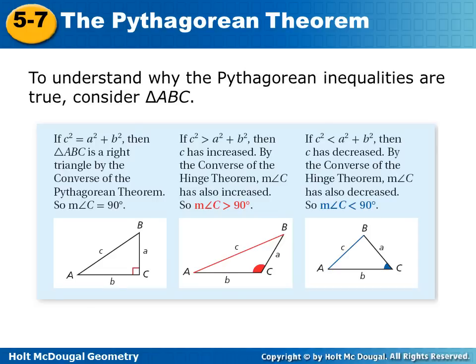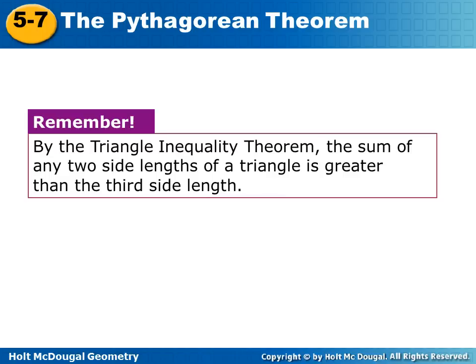To understand why the Pythagorean inequalities are true, we have to think of a triangle ABC. So if c squared is equal to a squared plus b squared, then it's a right triangle. If c squared is larger than a squared plus b squared, then c has increased. If c has increased, then that means the angle has gotten wider, and therefore it's an obtuse triangle. And if c squared is less than a squared plus b squared, then it means that c has decreased, and c is forming an acute angle across from it. Remember, the triangle inequality theorem says the sum of any two side lengths of a triangle is greater than the third side length.